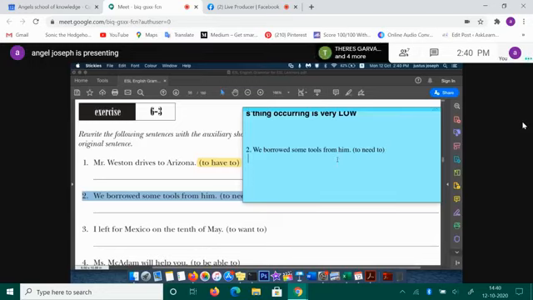So let's begin. We, that's the subject, need to borrow some tools from him. That's the first thing that comes into our head. This is what I'm going to write. But when we write this, this has become present. Now we need to change this into past. So my question is, will you put the ed here or will you put the ed here? Any one of these places you can put this ed. Needed. We needed to borrow. Very good. We needed to borrow some tools from him. That's all. Now it's in the past.